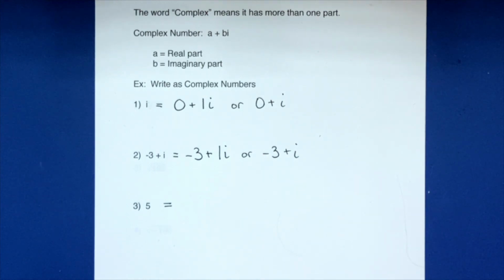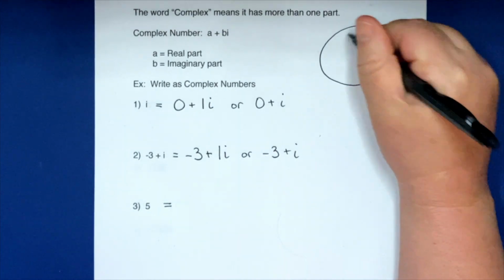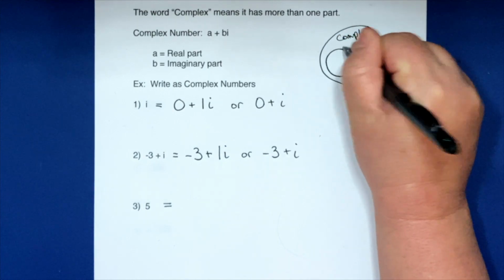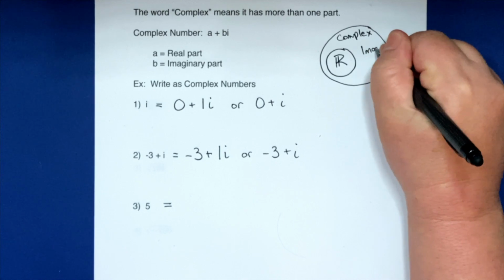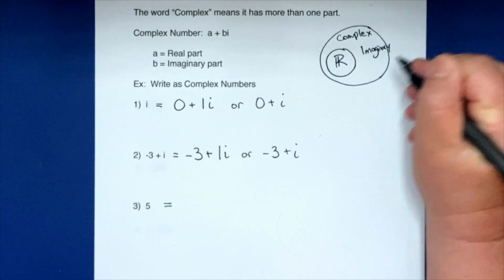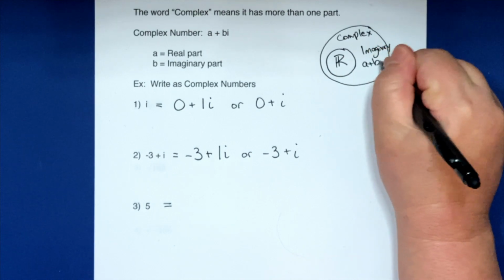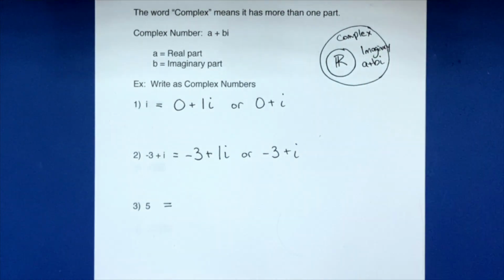The interesting thing about complex numbers is that real numbers are part of the set of complex numbers. So if we look at the set of complex numbers, there is a piece which is the set of real numbers, and then everything else is the imaginary numbers. And then the complex numbers, so the a plus bi type numbers. But the real numbers sit inside the complex numbers.